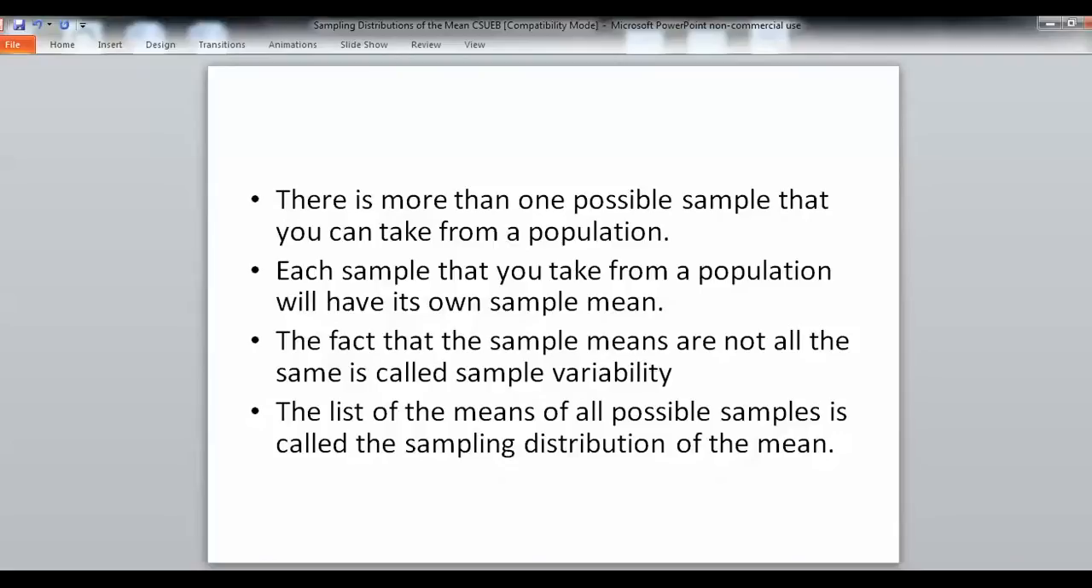Each sample has its own average that it'll give to you. And it's possible that two different possible samples might give you the same average. After all, it's possible that my group of 50 students would have the same average age as the other researchers' sample of 50 students, but it's highly unlikely.